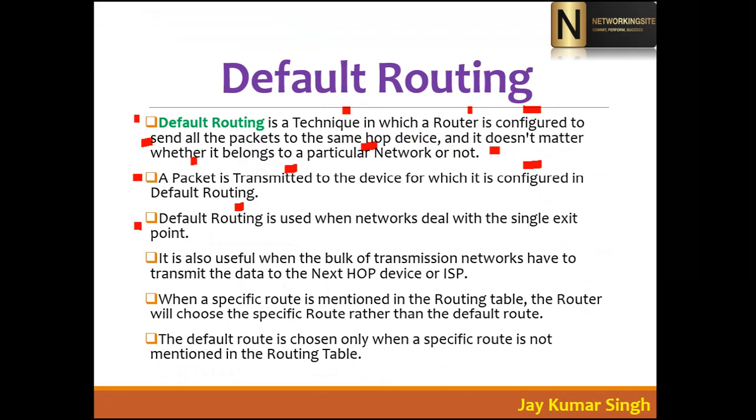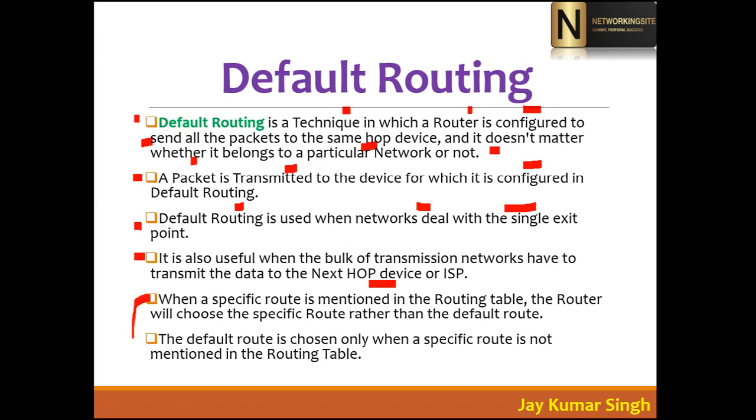Default routing is used when a network deals with a single exit point. In that condition you have to configure default routing. It is useful when you have a bulk of transmission or packets to be transferred to the next hop. You are not processing the bulk data coming to you, you are directly forwarding it to that next hop.